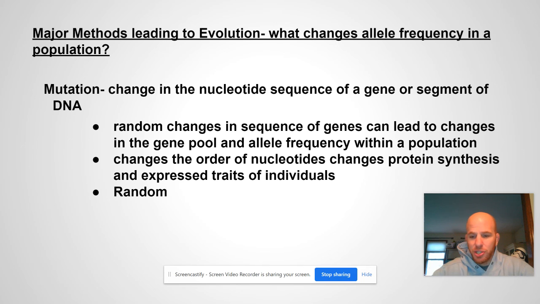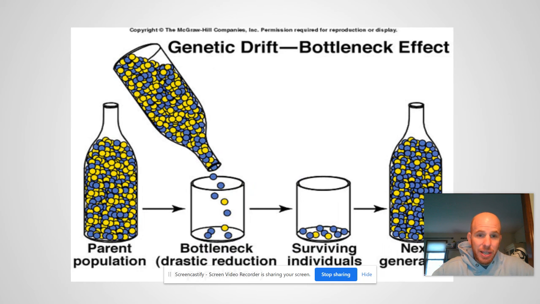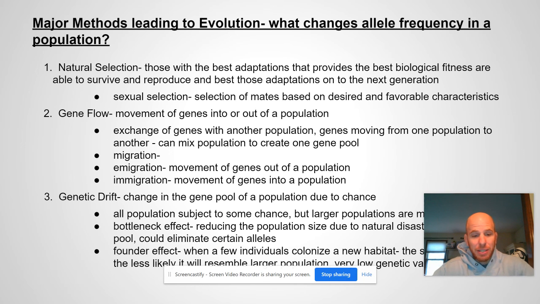And remember, those mutations are random, and they can cause good changes in a population and in the allele frequency. Okay. Last one, like I said, is genetic drift, and I'm going to come back to that in a minute.